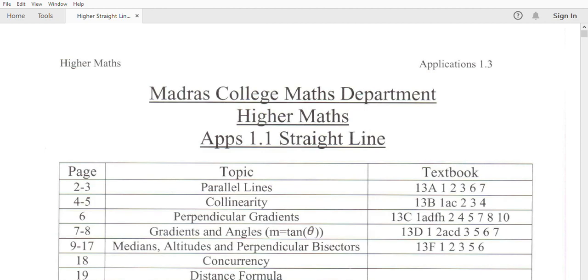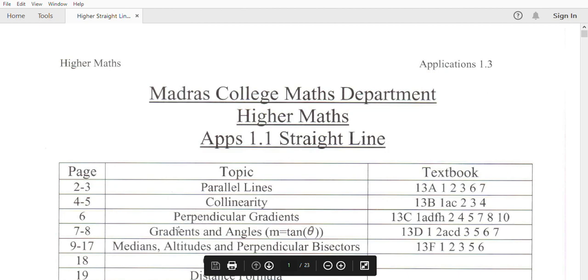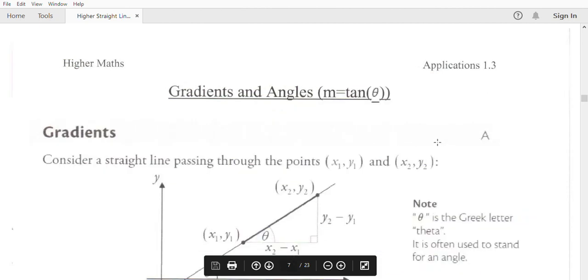Today we're going to look at lesson 4, which is gradients and angles, m equals tan theta. So interestingly enough, the gradient of a line is equal to the tan of the angle between the line and the positive direction of the x-axis. Okay, let's have a look at why that is.